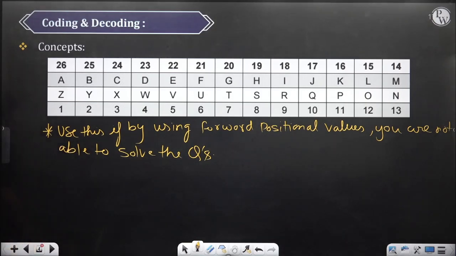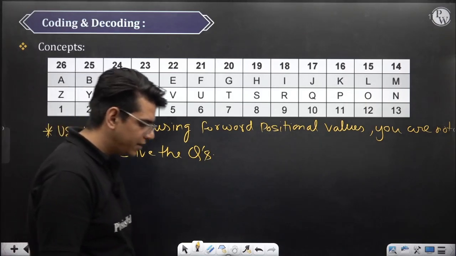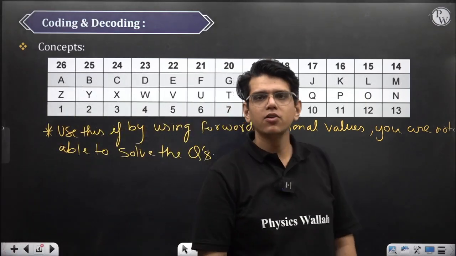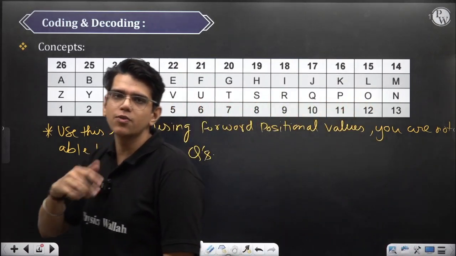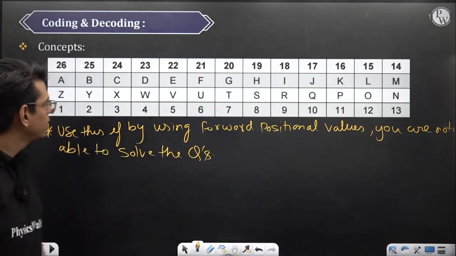Now let's look at the first type of coding, which is alphabet coding. We will see some examples, then solve questions. We will also solve PYQs from alphabet coding. So let's start.